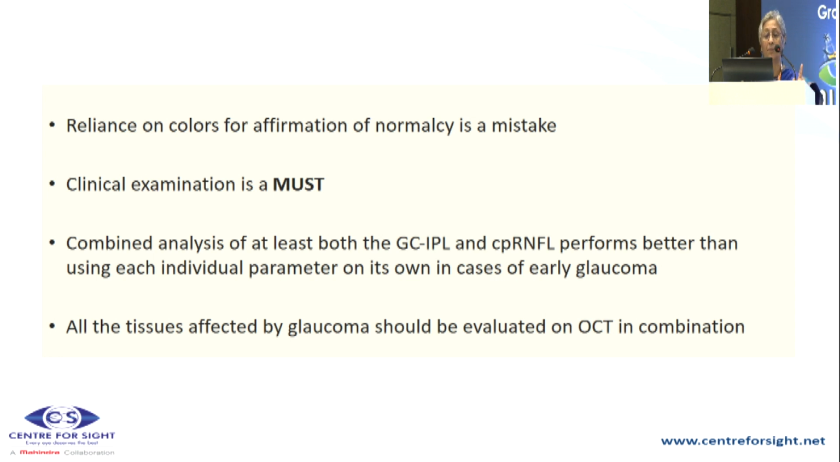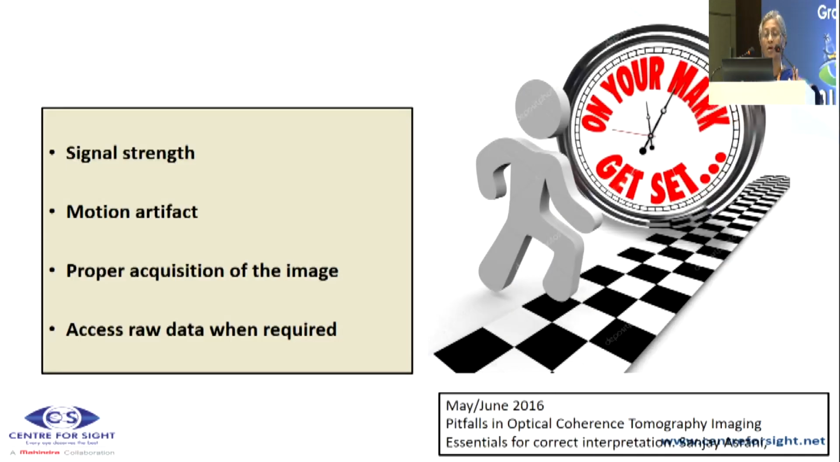Please look at the numbers. Clinical examination is an absolute must. Also remember that it is not just the RNFL which you have to look at in glaucoma diagnosis. Please have a look at all the things. All the information is there for you. Please take in all that information. That means whether it is GCIPL, whether it is the circumpapillary RNFL, please have a look at the optic nerve head. So all the tissues which have been affected by glaucoma should be taken into your consideration in the OCT.